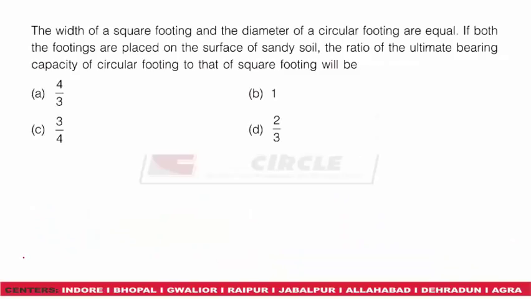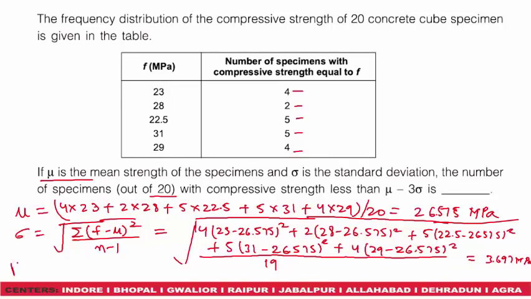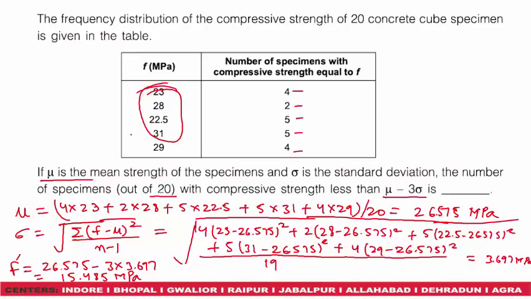So therefore the compressive strength less than mu minus 3 sigma. So let f dash be equal to mu, 26.575 minus 3 into 3.697. So this is 15.485 MPa. Now all these values are greater than 15.485. So no specimen gives this value. Therefore the correct answer will be 0.